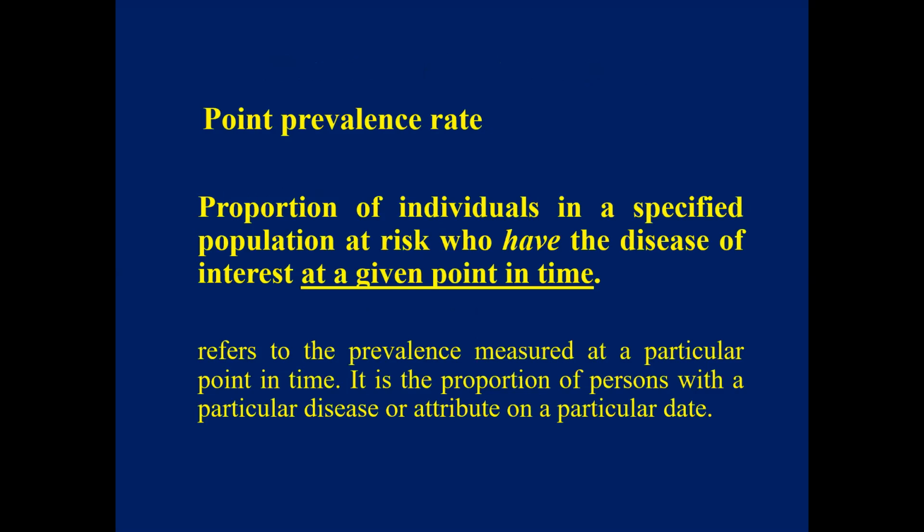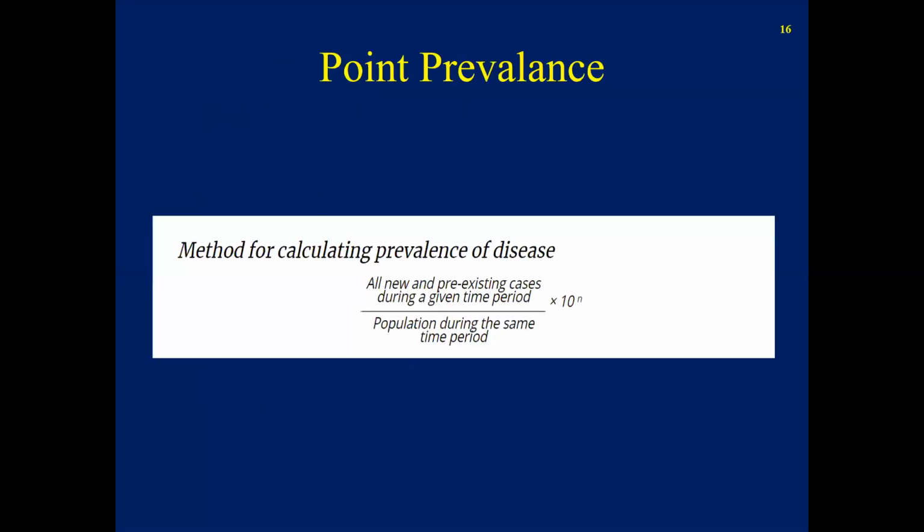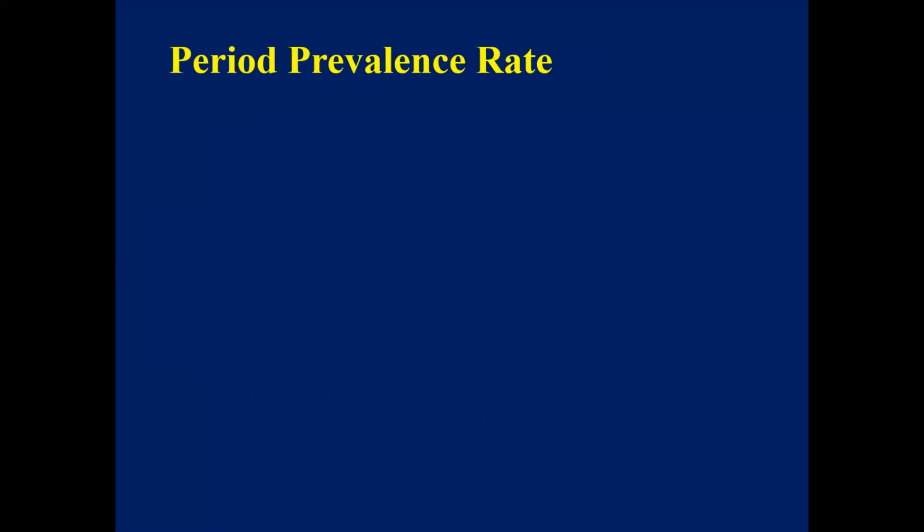So it refers to the prevalence measured at a particular point of time, and it's the proportion of persons with a particular disease or attribute on a particular date. Point prevalence includes both old and new cases divided by the population at that particular time, multiplied by a constant, usually 10 raised to n, like 100 or 1000. Usually prevalence is expressed by multiplying by 100.